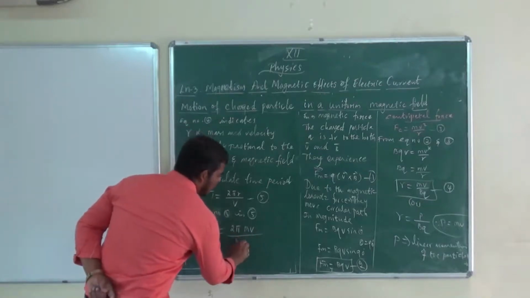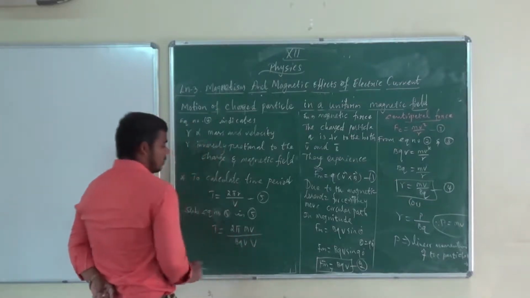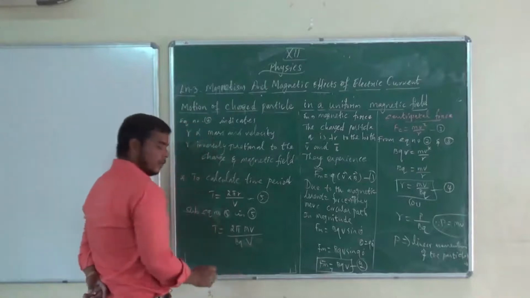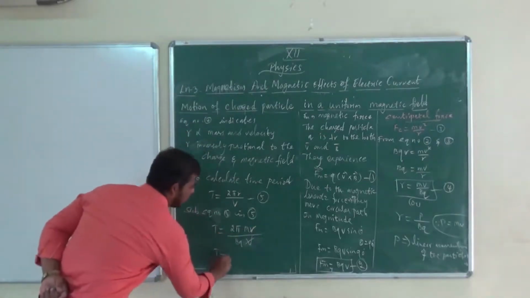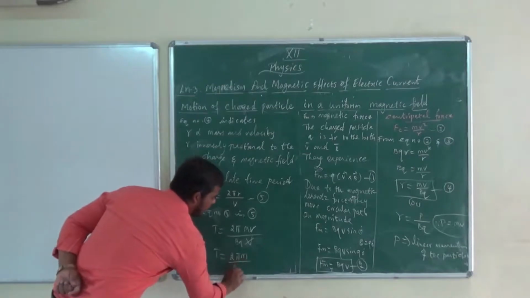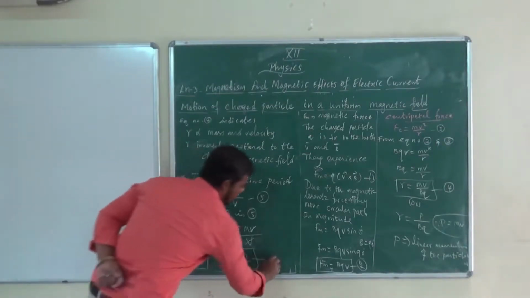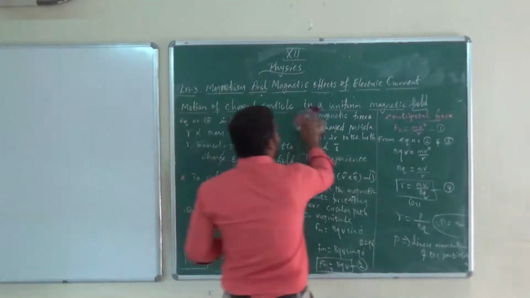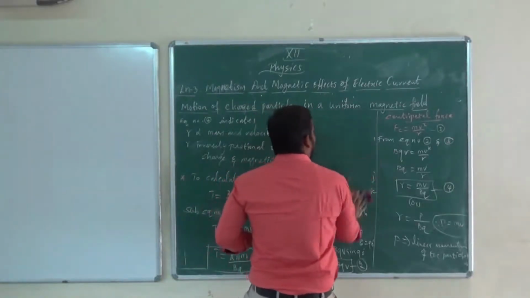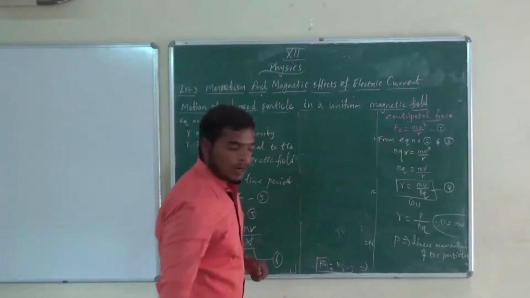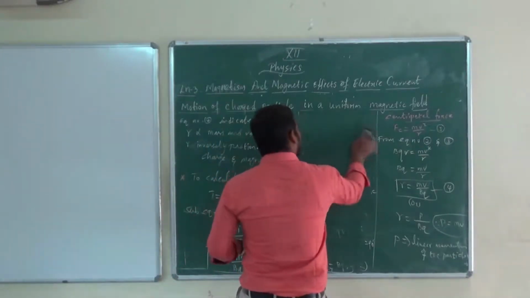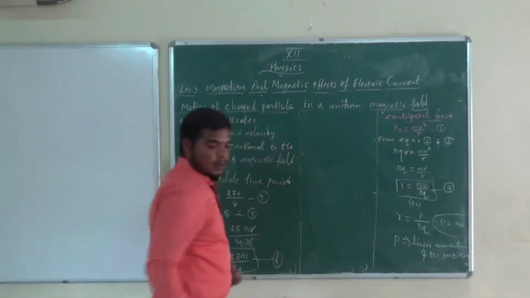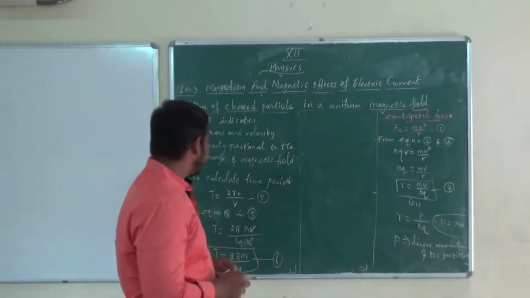In the denominator there is already v, so qB into v, and the v's cancel. The rest of the terms give T is equal to 2 pi m divided by qB. This is a very important equation, equation number 6, the time period equation. How much time does it take to complete one rotation or revolution? That is the time period of the charged particle executing circular motion: 2 pi m by qB.